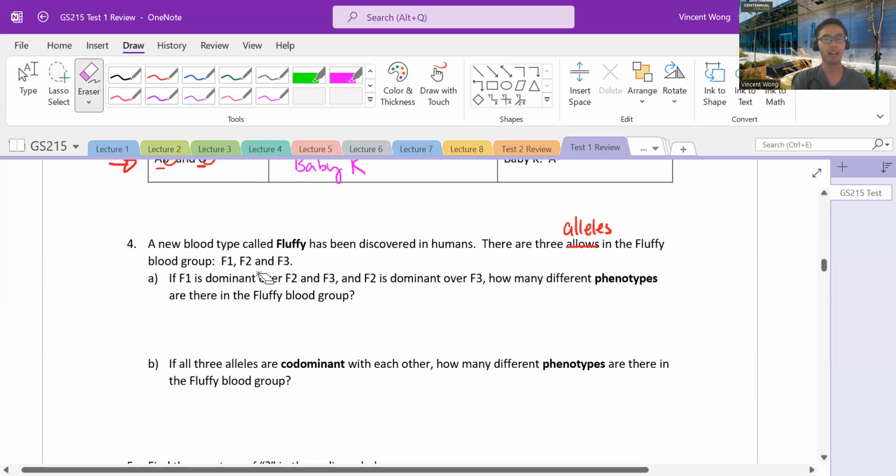So 3 alleles, F1, F2, F3. Let's write down all the possible genotypes, all the possible combinations. For example, I can have F1 and F1. So I'm just going to write 1 and 1 to avoid the confusion. I'm just going to drop the F. So it could be 1, 1, or 2, 2, or 3, 3. What other combinations are there besides the 3 that I have written down? You can have F1 F1, F2 F2, F3 F3. What other combinations exist?